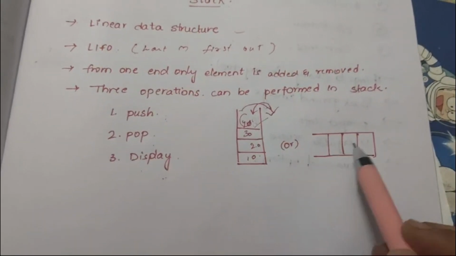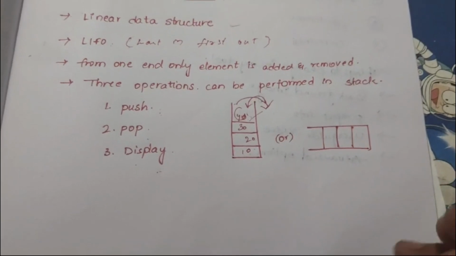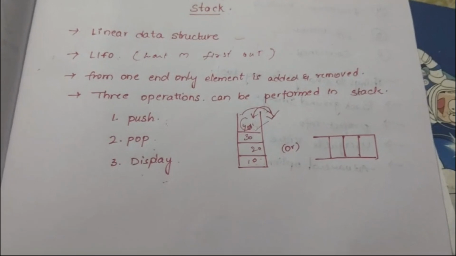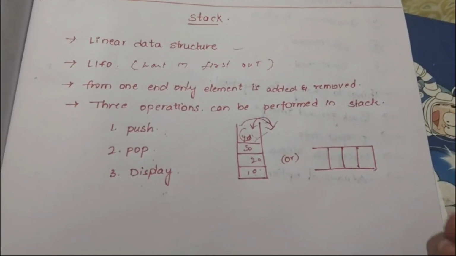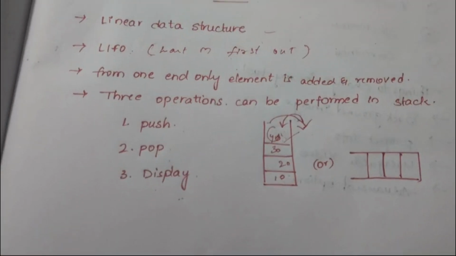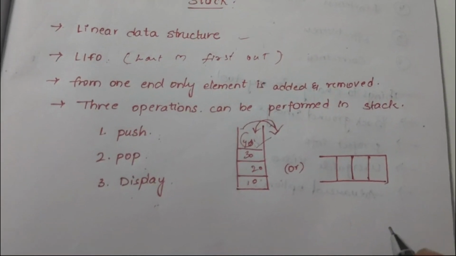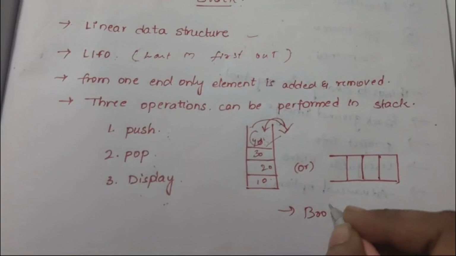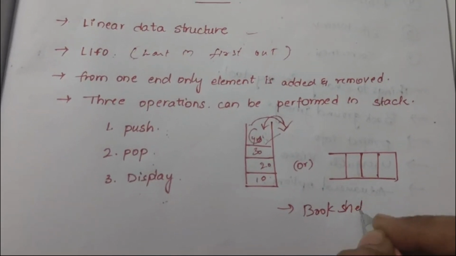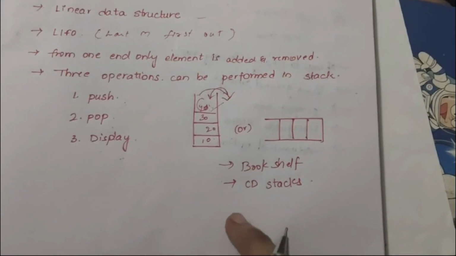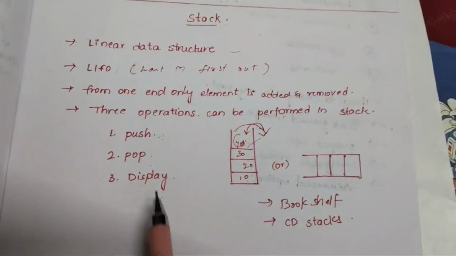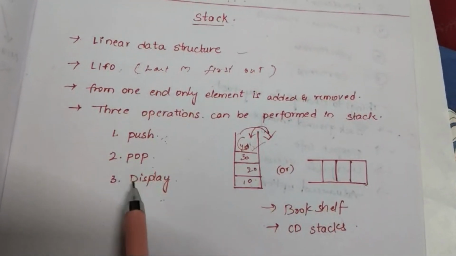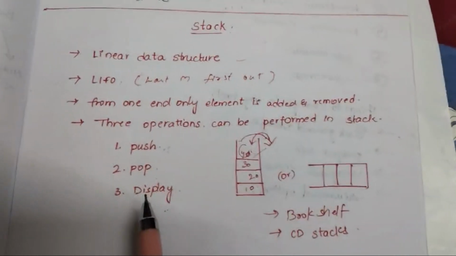The stack looks like this. And what are the examples, daily life applications of this stack? As an example, we can take the daily applications of this stack. You can consider a bookshelf and CD stacks. So let us consider one as push, pop is second number, third one is display.